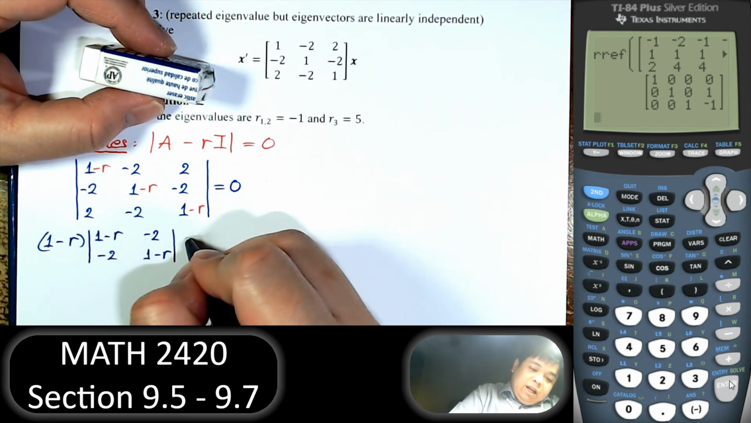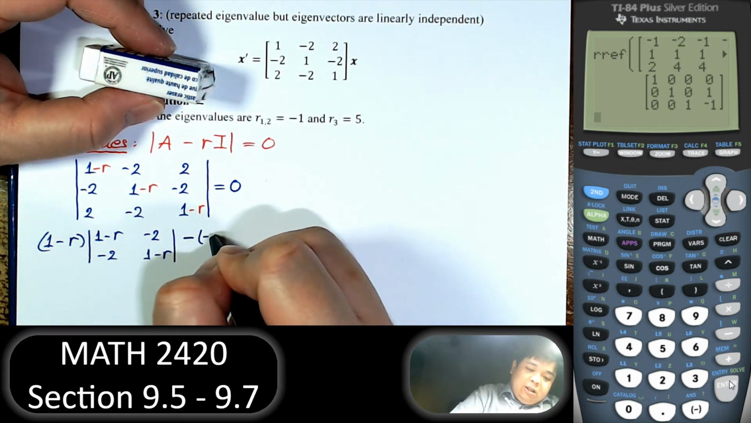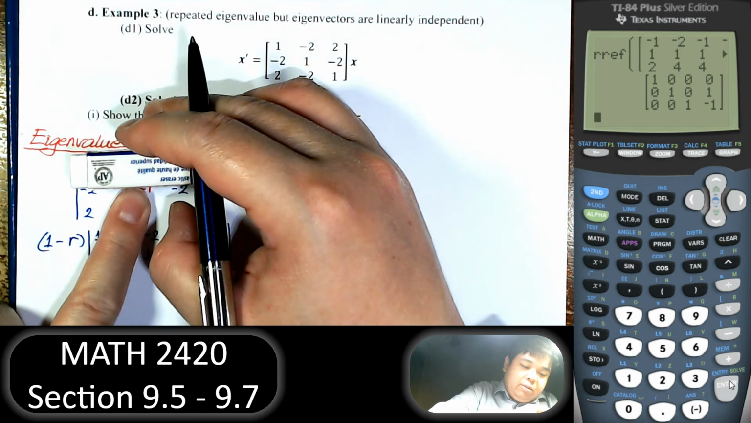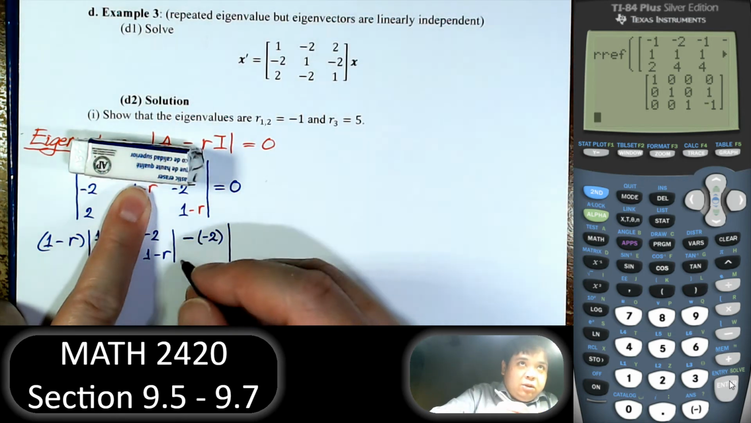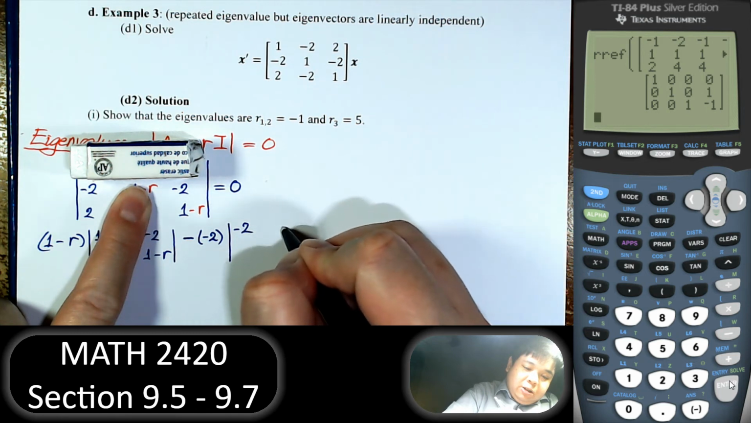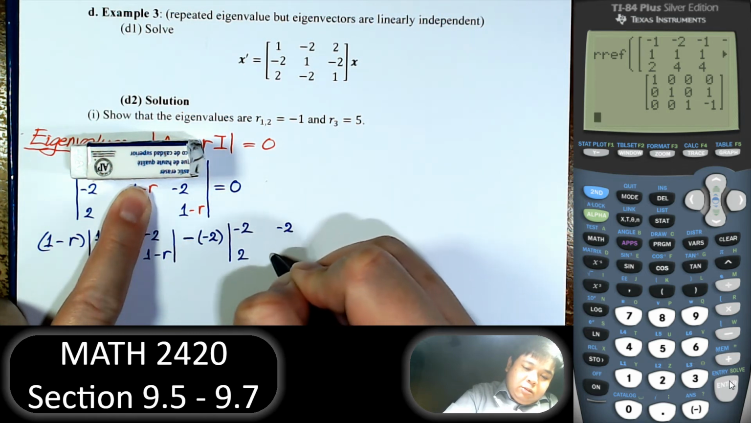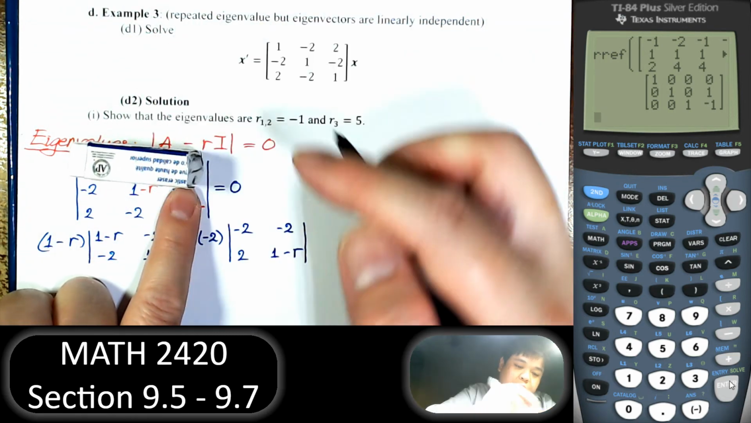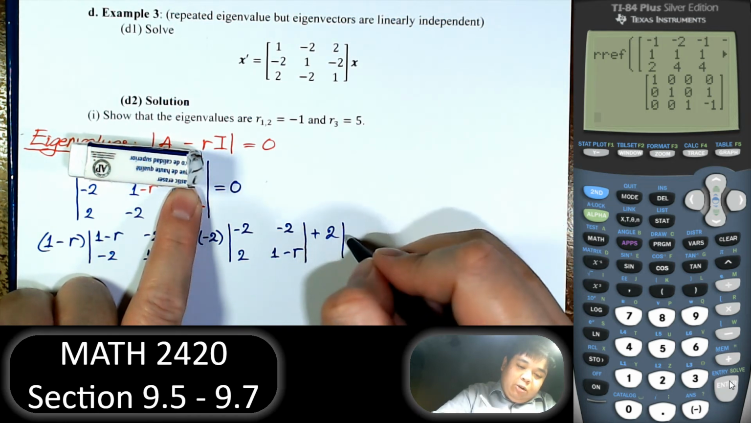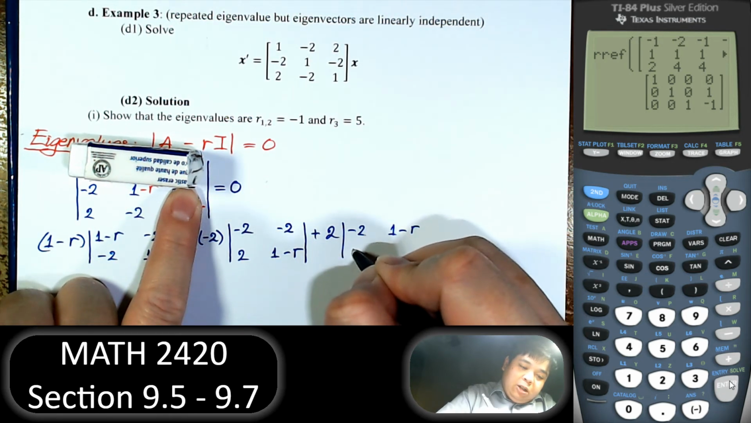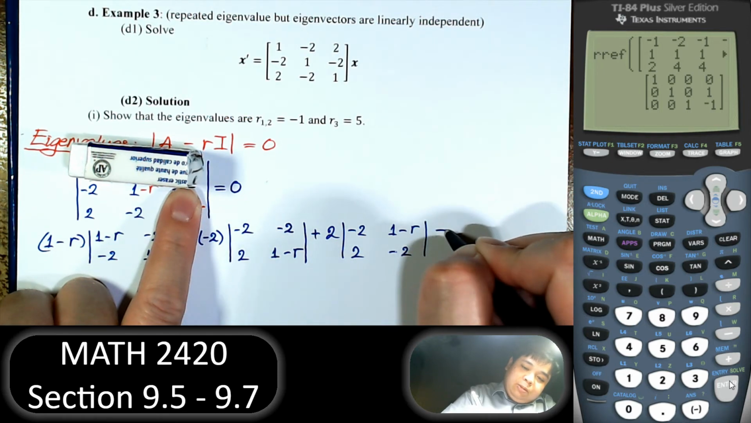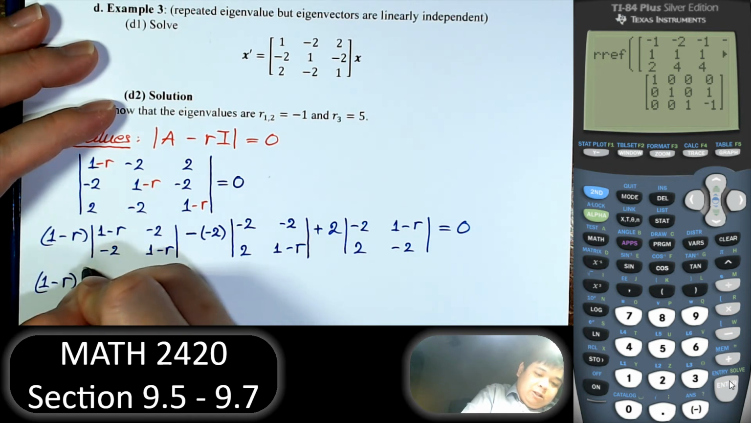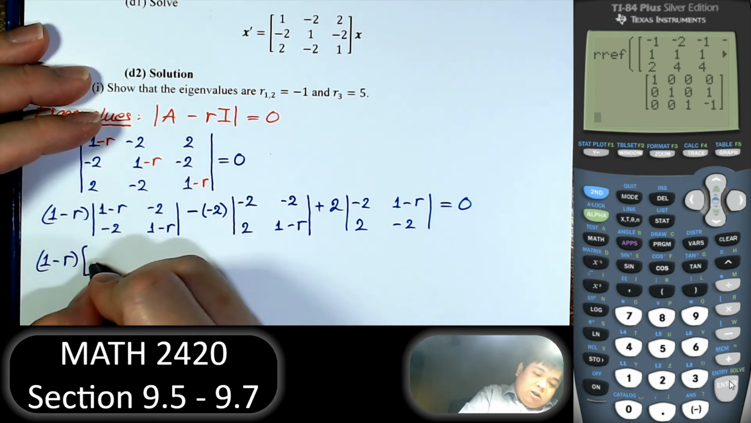And then this entry is going to be opposite to that. And then cover the row and the column. And then next one is 2. Cover the row and the column, negative 2, 1 minus R, 2 minus 2. Right, 1 minus R. Multiplying here, we have 1 minus R times 1 minus R.